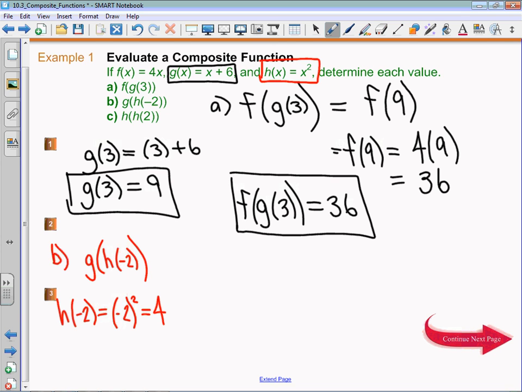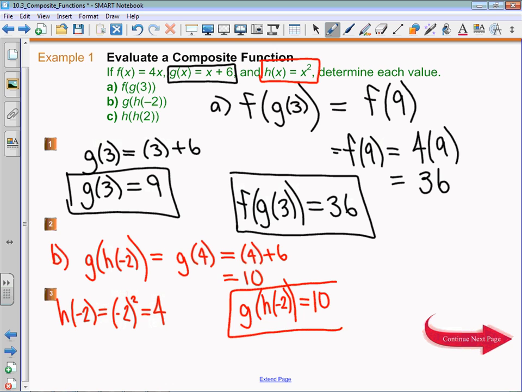Which means I can rewrite g at h of -2 as g evaluated at 4, and g evaluated at 4 is going to be 4 plus 6, which is to say 10. Now, I really do think as we work through these, it's important to summarize a little bit, and I'm going to say that function g evaluated at function h evaluated at -2 is equal to 10. This is that kind of final statement that we're looking for. That's really, if it was multiple choice, that would be your answer. They would just have maybe 4 numerical values to choose from.